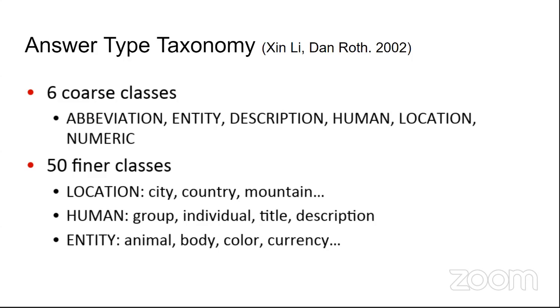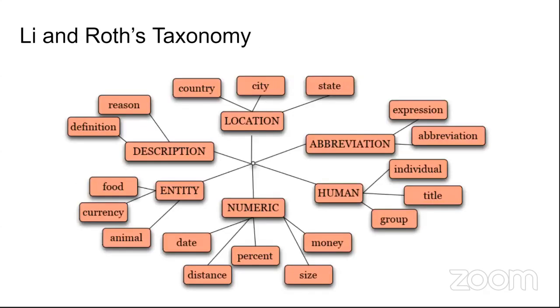And then from these 6 classes, they came up with 50 subclasses like location, human, entity, animal, body, color, currency. And there are so many. You might just have to go and look at Xin Li and Dan Roth's paper. I will, of course, share these slides with you. Just search on the internet for question classification 2002 Li Roth, and you'll probably find the paper.